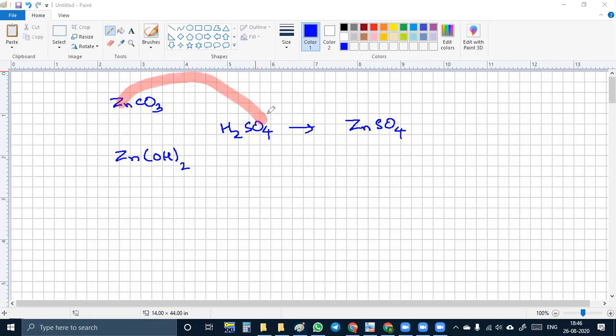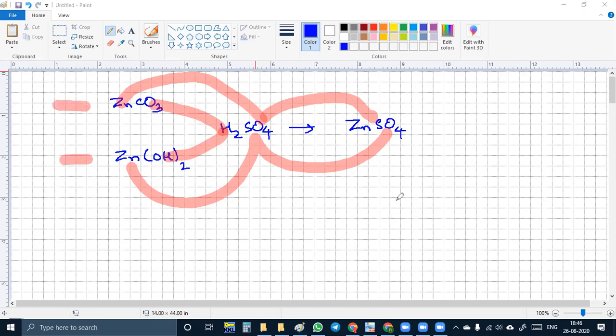Zinc will go with sulfate. It is going to give you zinc sulfate. Here also this is possible. The H2 can go either with CO3 or with Zn(OH)2, zinc hydroxide. Now you should know whether these both substances are soluble in water or not. Zinc carbonate is insoluble, so you cannot get an aqueous solution. So that will be only solid.